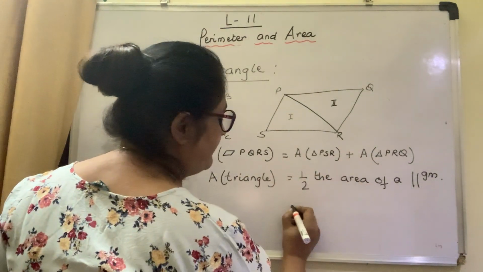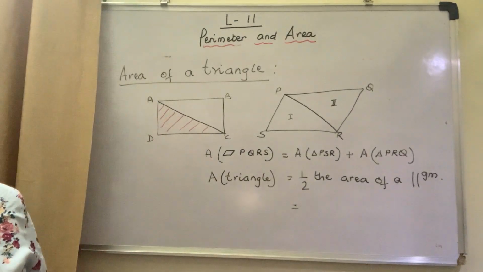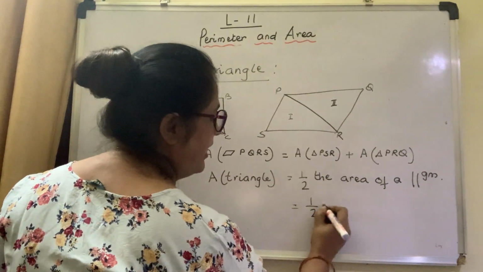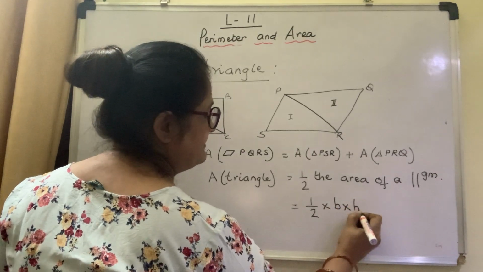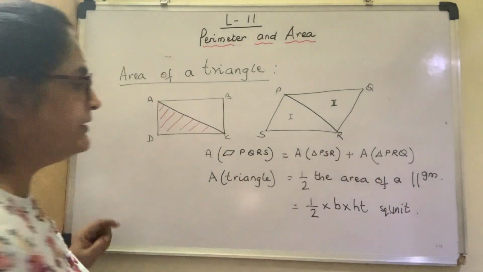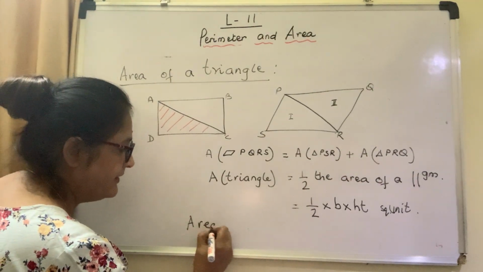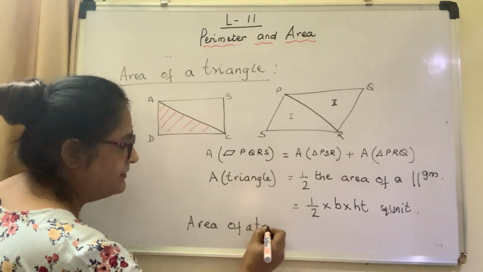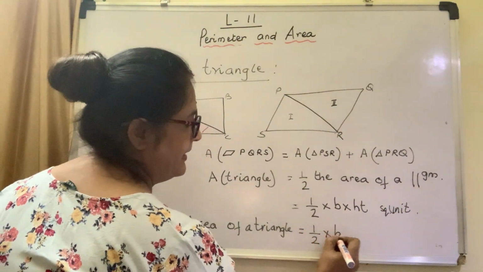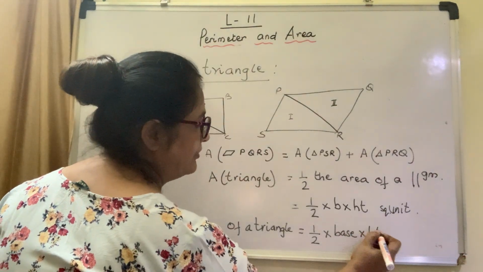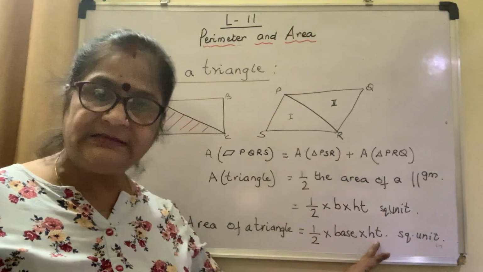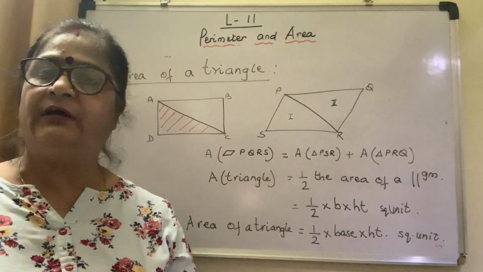So how do I find the area of a parallelogram? Area of a parallelogram is base multiplied by height. So area of a triangle will be half multiplied by base multiplied by height square units. So the area of a triangle is half multiplied by base multiplied by corresponding height. If the base and the height are given, you can find the area of a triangle.